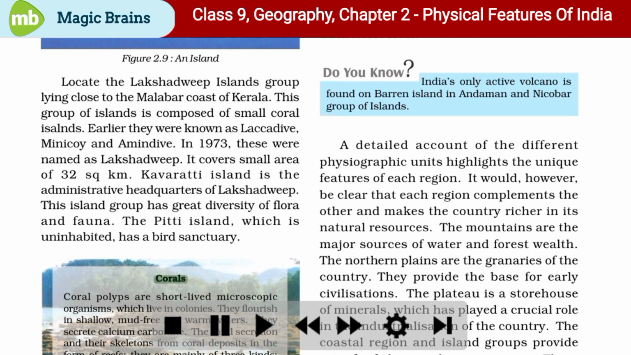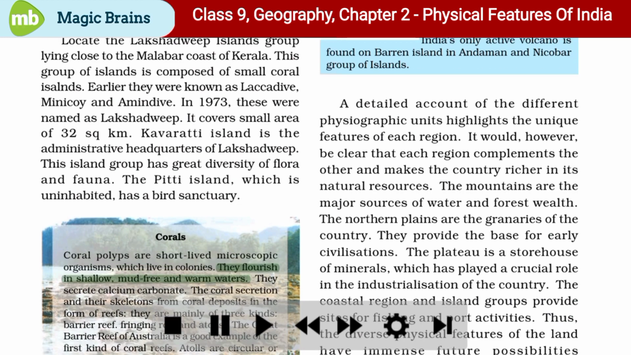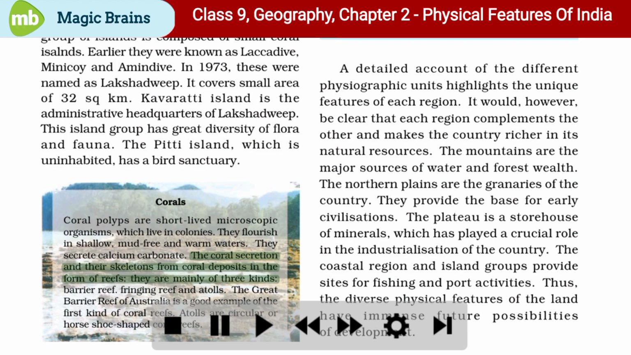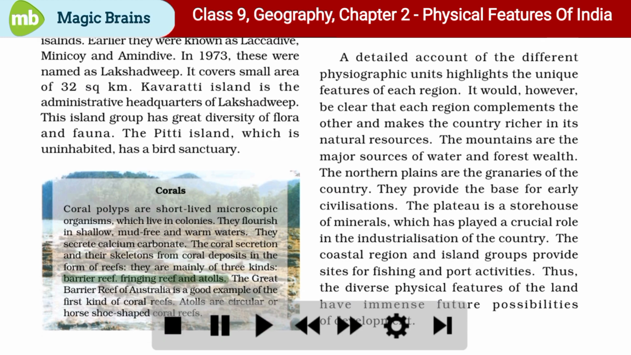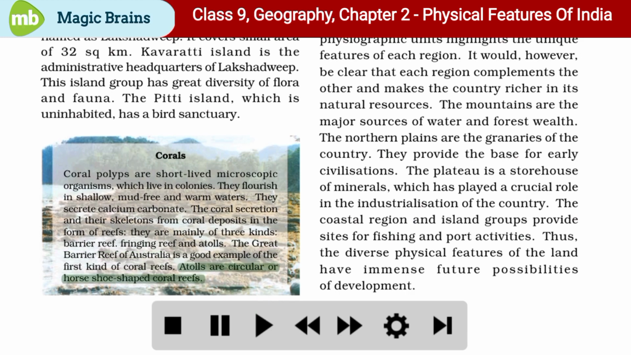From the box, corals. Coral polyps are short-lived microscopic organisms which live in colonies. They flourish in shallow, mud-free and warm waters. They secrete calcium carbonate. The coral secretion and their skeleton form coral deposits in the form of reefs. They are mainly of three kinds: barrier reef, fringing reef and atolls. The Great Barrier Reef of Australia is a good example of the first kind of coral reefs. Atolls are circular or horseshoe-shaped coral reefs.